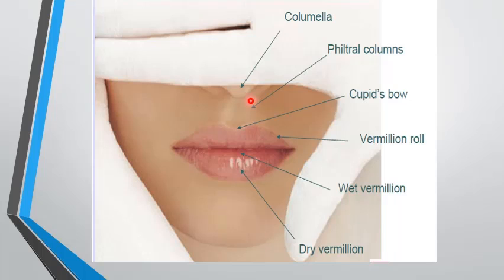And then the upper lip: we have here two longitudinal ridges called the philtral columns. In the next slide we will see their origin. Their base is called the cupid's bow. It resembles a bow, so we call it a cupid's bow. The red portion of the upper lip is called the vermilion. The junction between the skin and the vermilion is called the vermilion roll or the white roll. The vermilion itself is divided into two portions: a dry portion, which appears dry externally, and a wet portion.